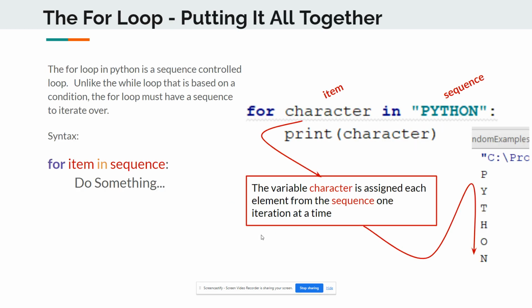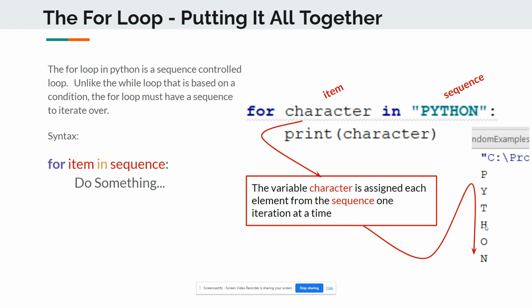Now, how do you put it all together with a for loop? Well, a for loop is a sequence controlled loop. We set it up as such. For some item in the sequence, we do something. So if I wanted to loop through all the characters in a string, I could say for character in Python, and it would print the character.